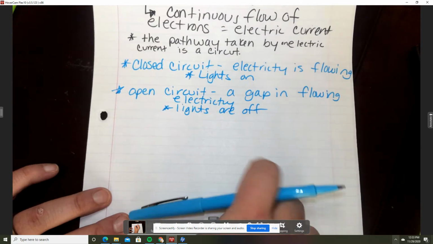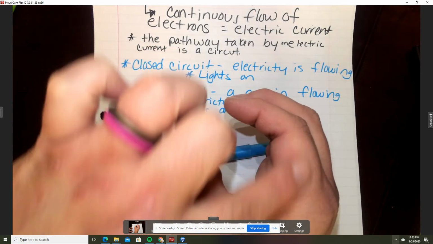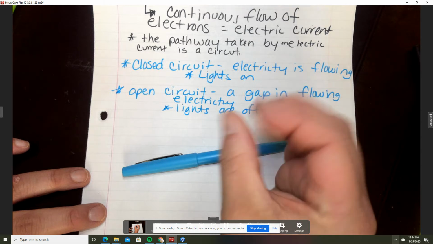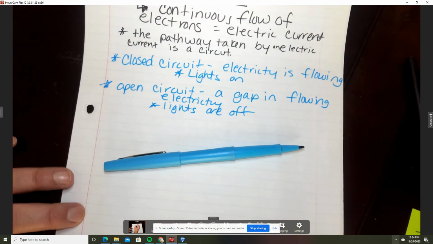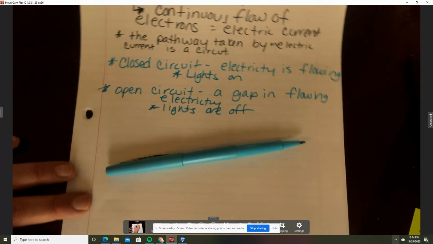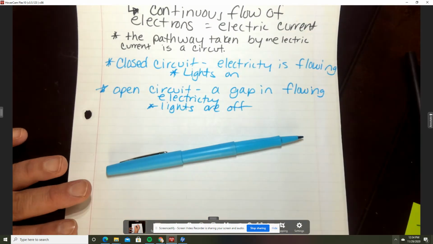Okay. So this is open. The electricity is not going to be on. There's no way it can be on. This is closed. So when it's closed, that means the lights are on. Right now, on my projector, the lights are on. Right now, they're off. I have opened the circuit, creating a gap where the electricity cannot flow. And now they're on again.